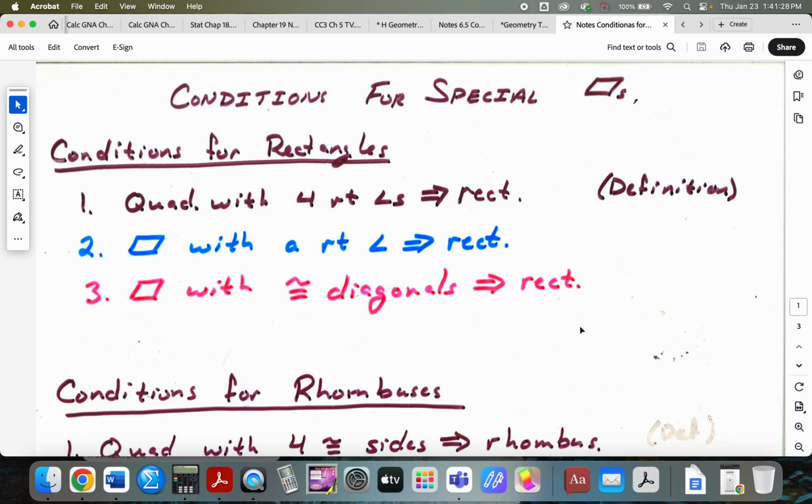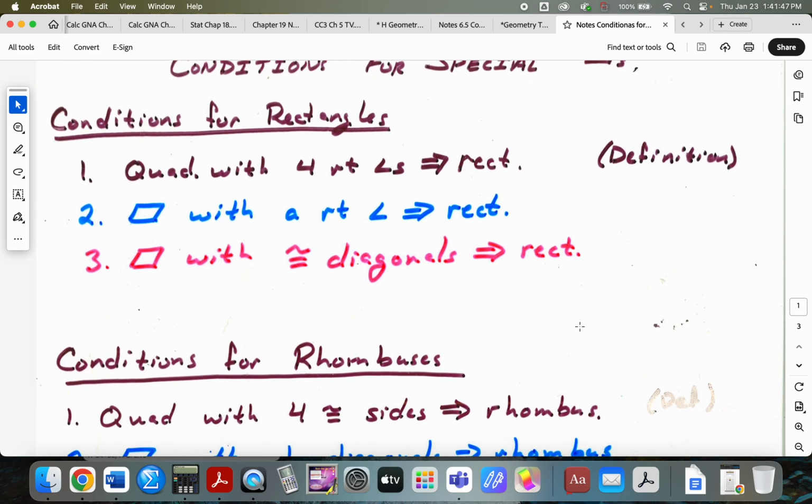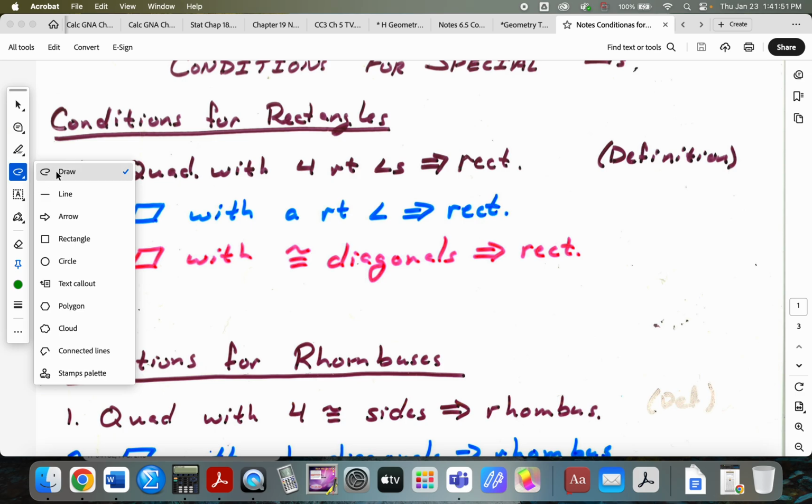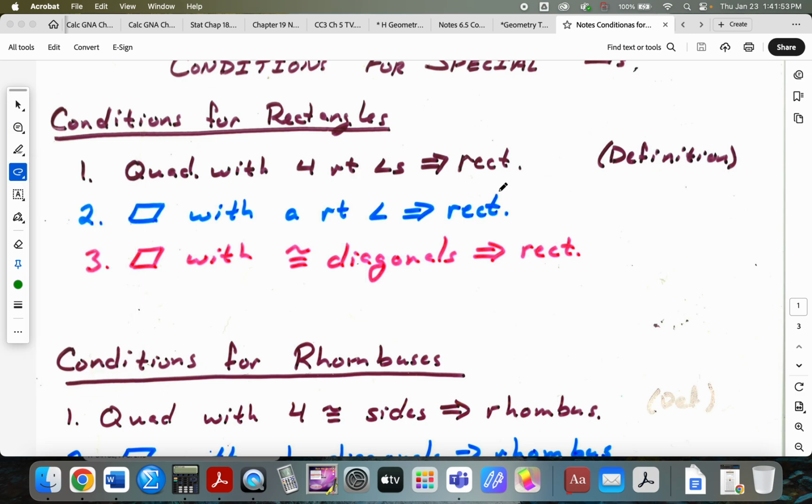So today we're going to look at conditions for special parallelograms. In other words, if I give you a figure, how do you know for sure that it's a rectangle or a rhombus if you're not just told that it is? So here are the conditions for rectangles. The first one is the definition. If it's a quadrilateral with 4 right angles, it's a rectangle. That's the most obvious one, I think.